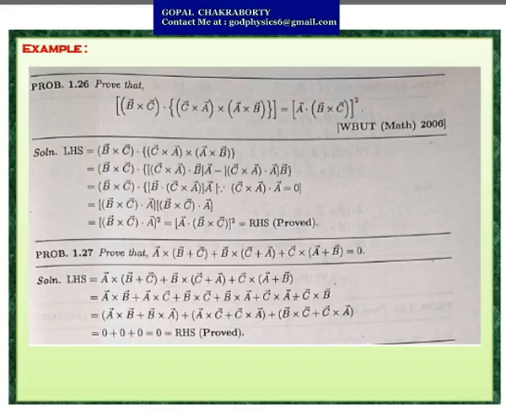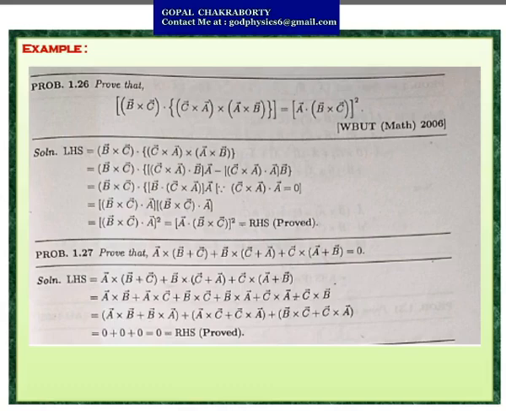You have to prove (B cross C) dot (C cross A cross B) is equal to, right hand side, (A dot B cross C) whole square. Okay, so this is the important one. How will we solve it? We will start with the left hand side. So in the left hand side, (B cross C) dot (C cross A cross B).